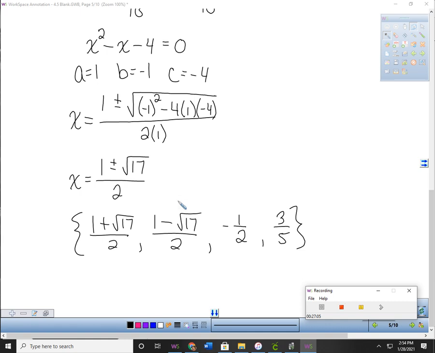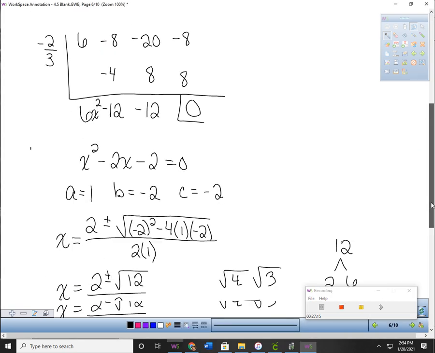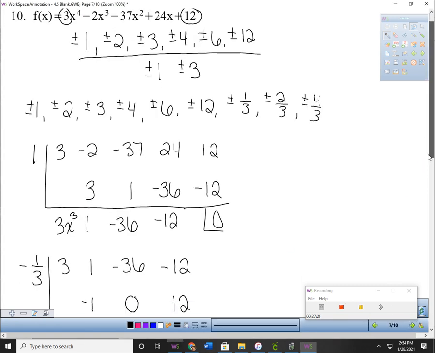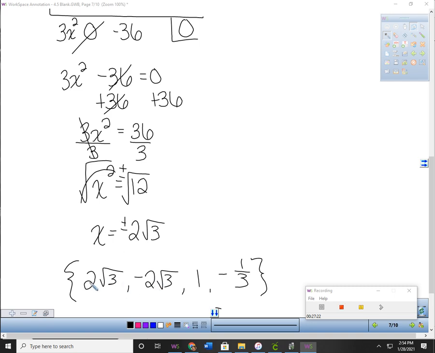There's always a positive and always a negative in front of this root, right? If I have a 1 plus the square root of 17 over 2, then I also have a 1 minus the square root of 17 over 2, right? If I have 1 plus the square root of 3, I also have a 1 minus the square root of 3. If I have a positive 2 square root of 3, then I have a negative 2 square root of 3. I always have a positive and a negative root.